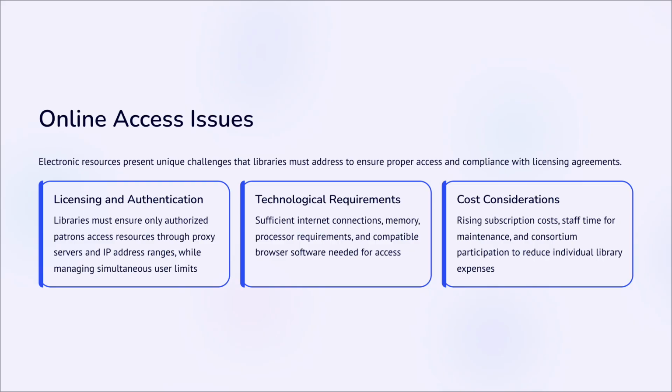Subscription costs rise over time, staff effort is needed to keep systems running, and many institutions join consortia to share costs and improve coverage. When you present these issues, it helps to frame them as part of responsible stewardship. Protecting licensed content, maintaining reliable access, and making strategic budget choices that benefit the whole community.